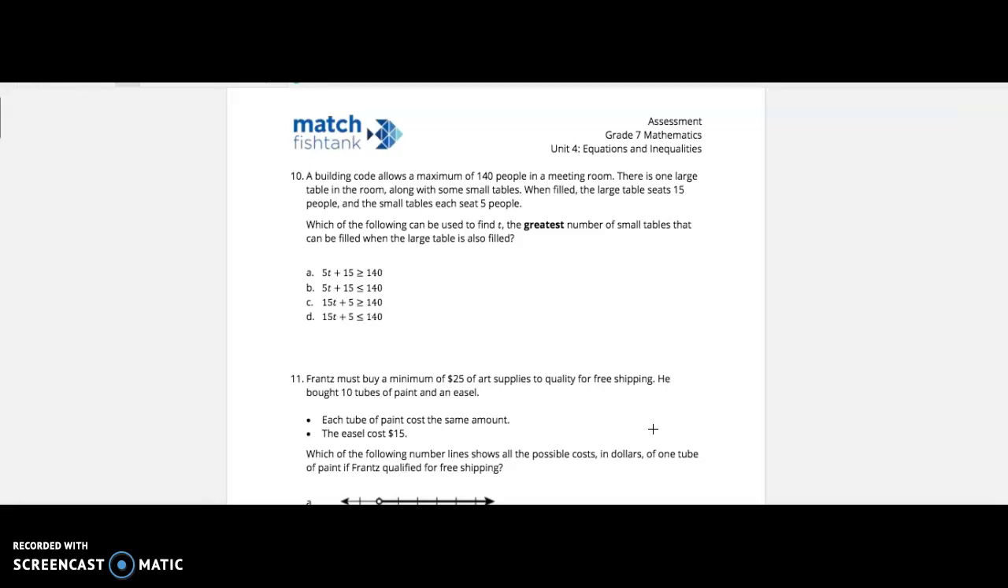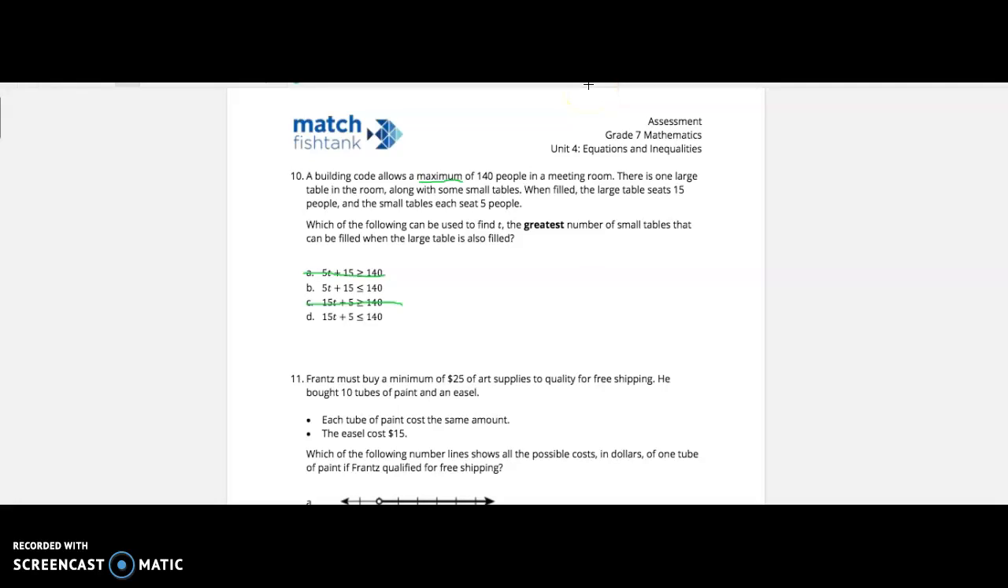All right, number 10. A building code allows a maximum of 140 people in a meeting room. So a maximum, so no more than. So it has to be either this one, B, or this one, C, because we have less than or equal to, because a maximum. So this one's out. This one's out. All right, let's see what else the problem says. So the word maximum is our key there.